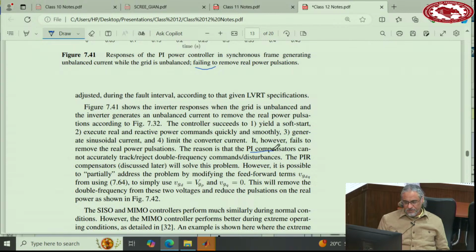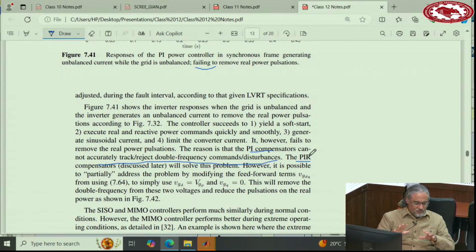PI compensators cannot accurately track double frequency disturbance. Then we need to use a PIR. This is the weakness of this approach. Despite this, people have always been using it, kind of because of simplicity.